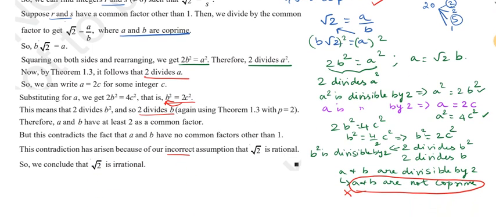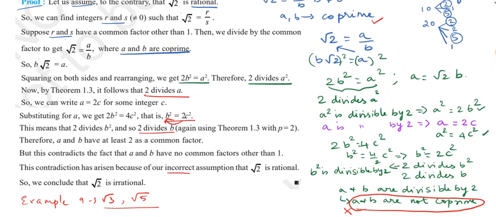Similarly, we have our example 9 also, that root 3 is irrational. Example 9 says that root 3 is irrational. You will be following similar steps. Likewise in your exercise 1.3 you also have that root 5 is irrational. So these two are similar to the same proof.